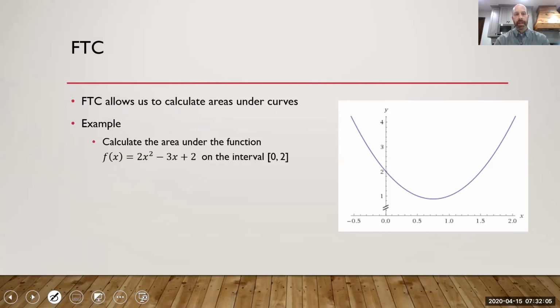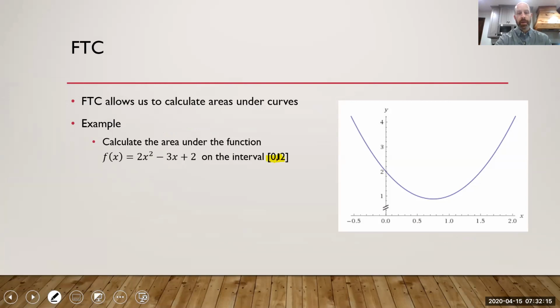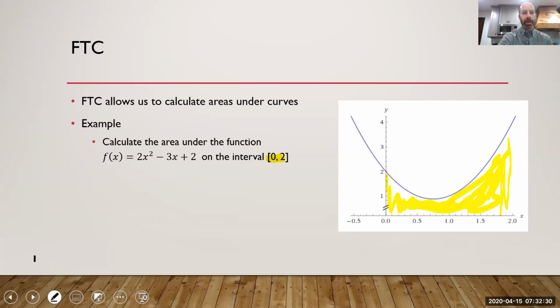The other thing that FTC allows us to do is to calculate the area under a curve. So if I want to find the area under this curve from, let's say, 0 to 2, that would be this area here all the way up to 2. If I wanted to find this area, and I'm not talking about an estimate right now, if I wanted to find that exact area, I could do that using the fundamental theorem of calculus.